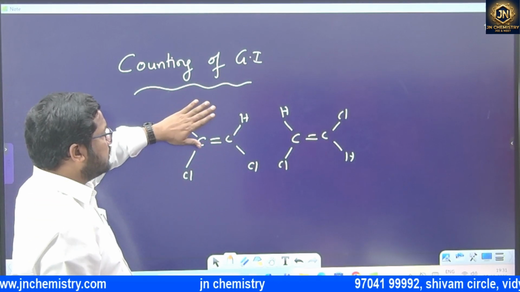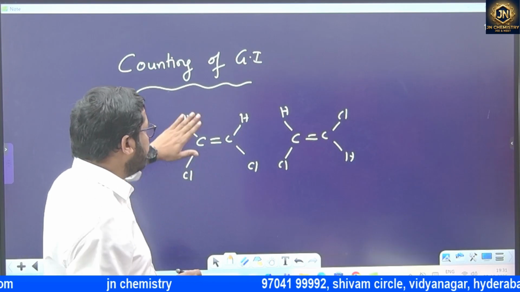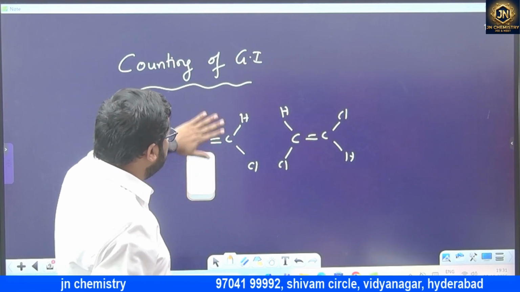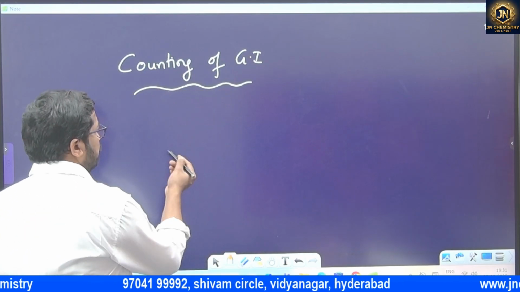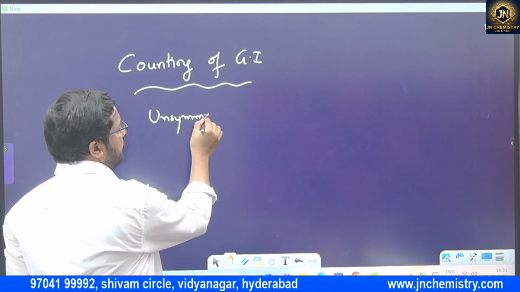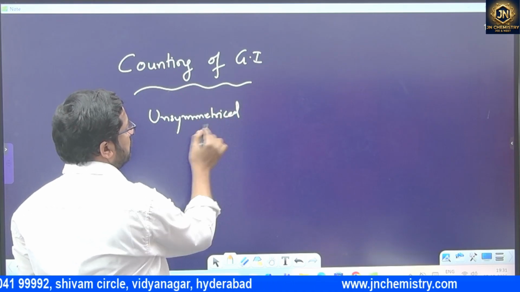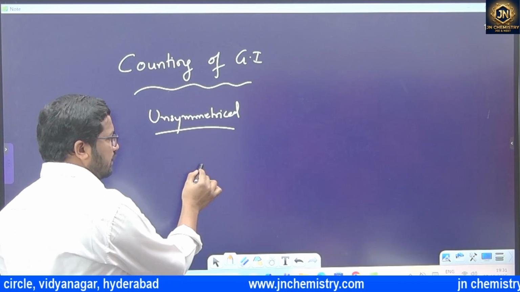Now, somewhat 2 or 3 or 4 are there. That case is how we need to calculate. So that is somewhat important. So here, first we'll go with the unsymmetrical one. Unsymmetrical means both sides differ.